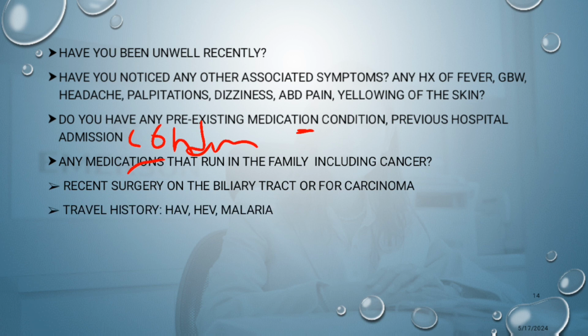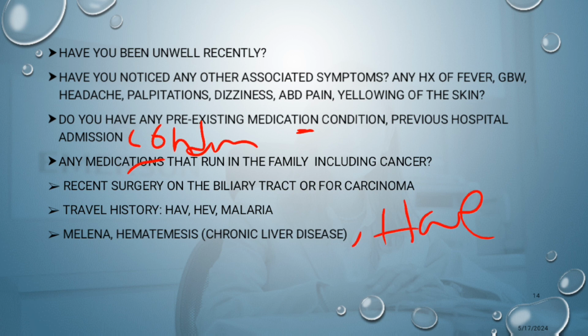Then ask for any travel history, because you want to rule out hepatitis A and E, as well as malaria. Then ask about melena. Is there melena, hematemesis, or hematochezia? Those are some of the things you have to ask. That's some of the things we have to ask, because we haven't exhausted everything.